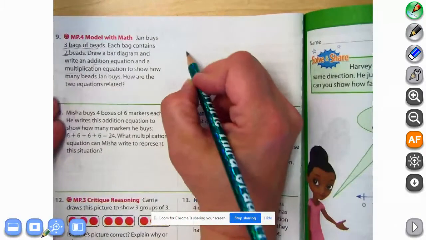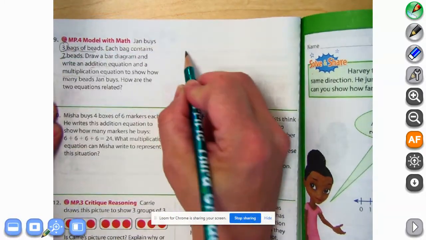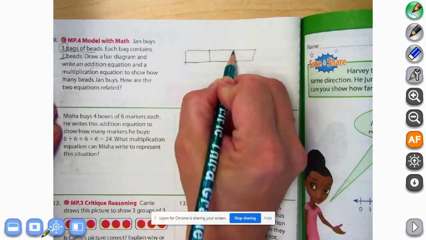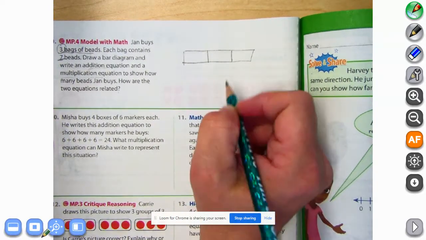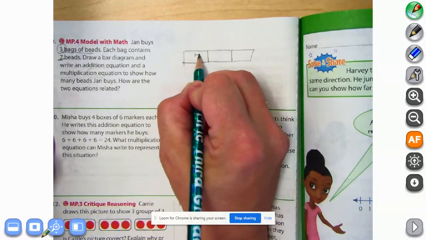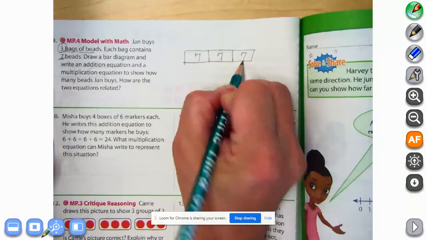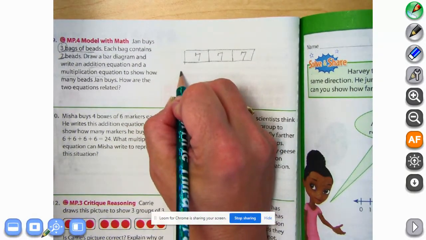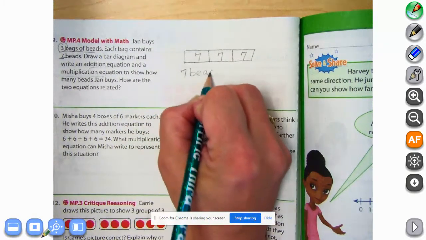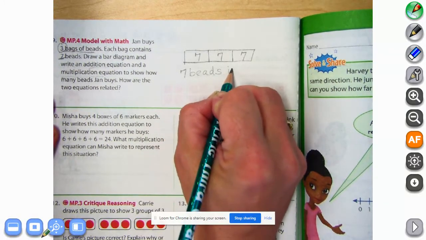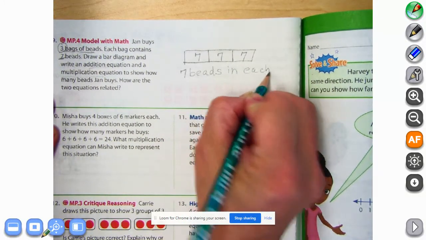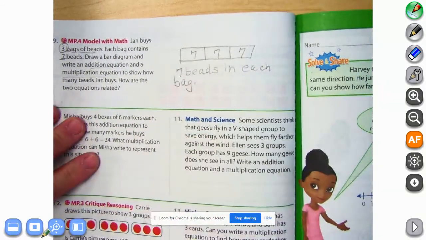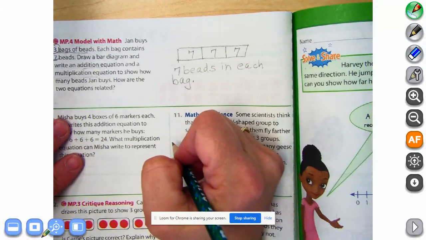So we're going to make a bar diagram. It says 3 groups. So my bar diagram is going to have 3 sections. 1 section, 2 sections, 3 sections. Okay. It says that there are 7 in each bag. Okay. So there's 7 beads in each bag. Okay. You can write down whatever you need to help get your answer correct.